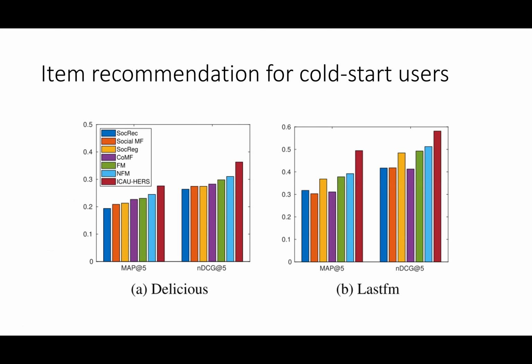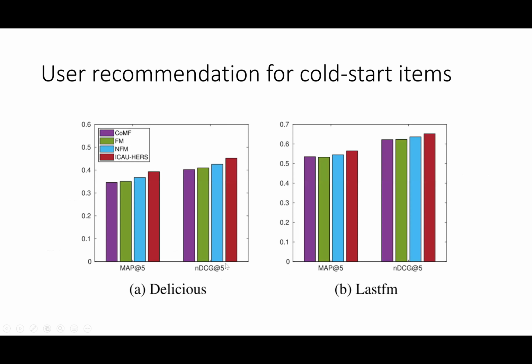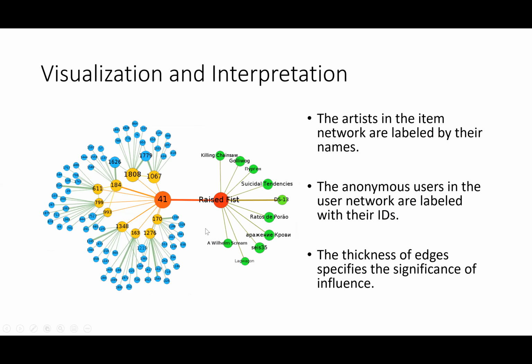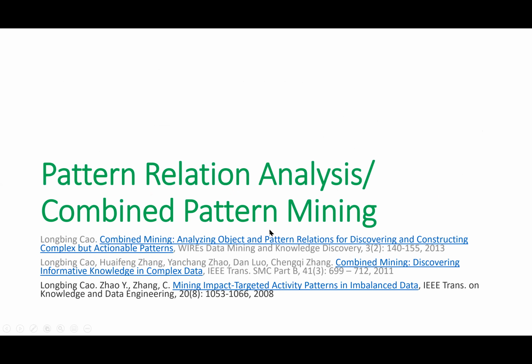And this photo shows the cold start case for those new items or new users, and the performance of the recommendation for top 5 and for different data sets. Okay, and we would like to see why this works better and to actually find the relationship in the context, right?